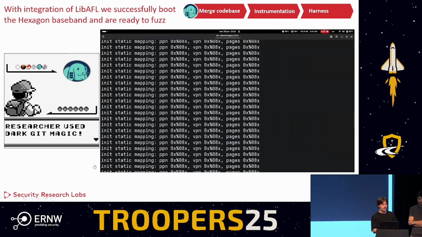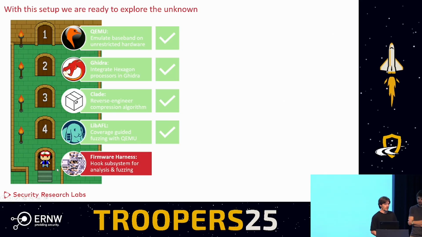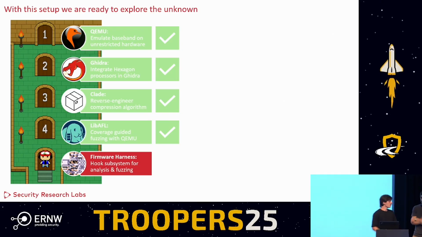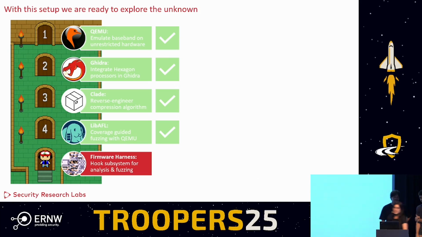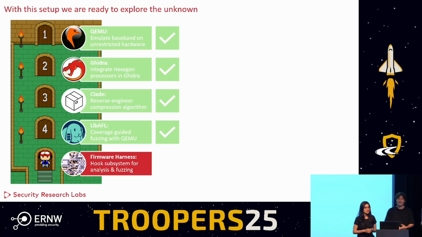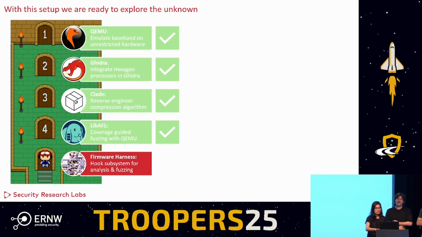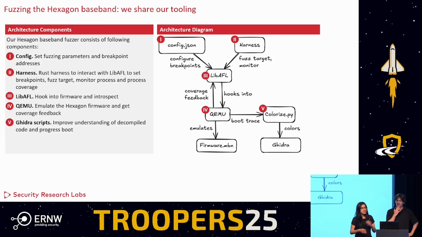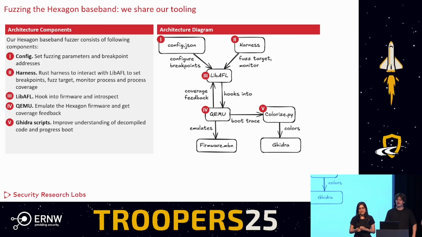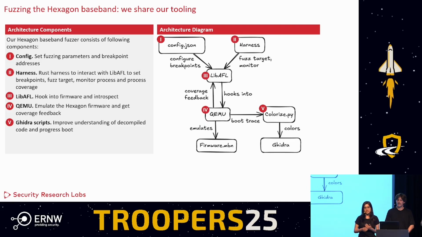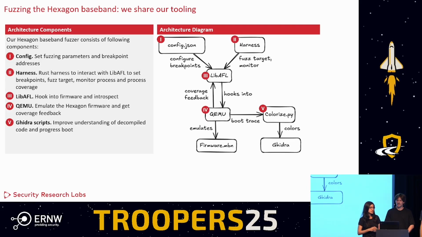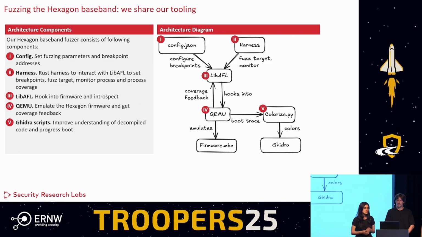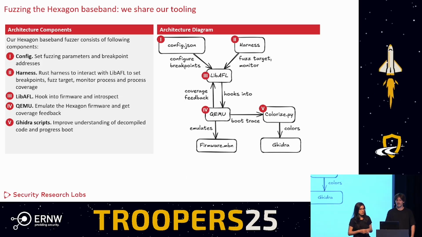Yeah, so let's go to fuzzing. To tooling. So with all these challenges that we talked about, we are now ready to fuzz and ready to explore the unknown. So a little about our setup. You can see all of the challenges are now combined into one tool. Our tool has a JSON configuration file that we can use to set the fuzzing parameters, and also set the breakpoints. Then we have a harness where we define the first target, monitor the state and get the coverage feedback from libafl.